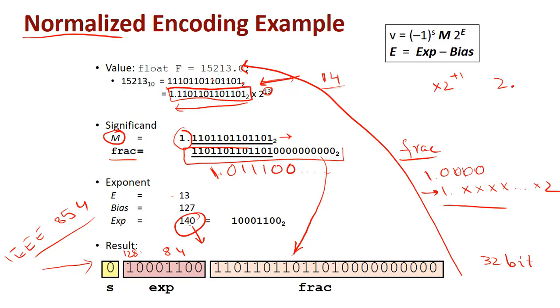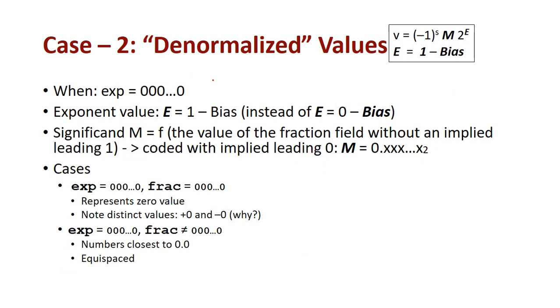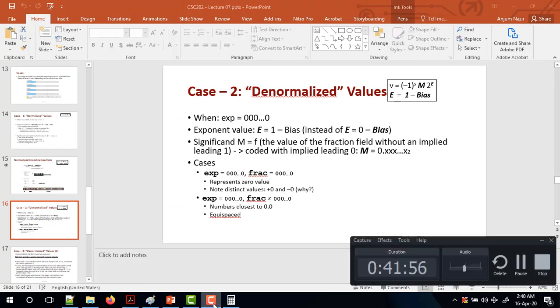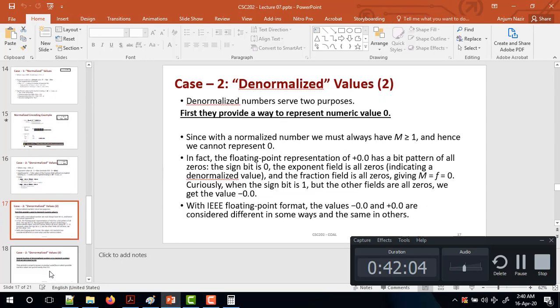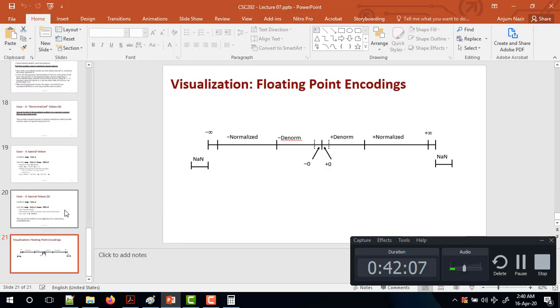I think I should leave the reverse process, converting a bit vector encoded in the 854 floating point representation into decimal, for you as a homework or practice task. Let me see the size of the recording, how much I have. Okay, I think I should finish in the next 10 minutes, and let's talk about denormalized values, which is the last topic.